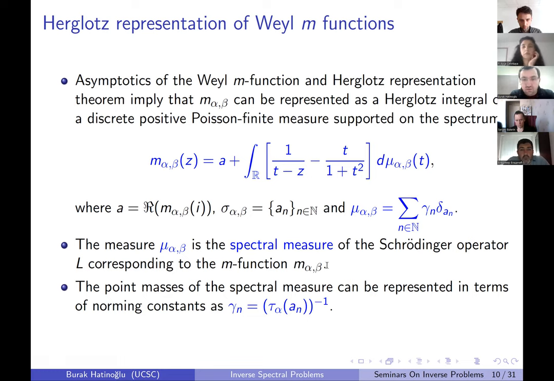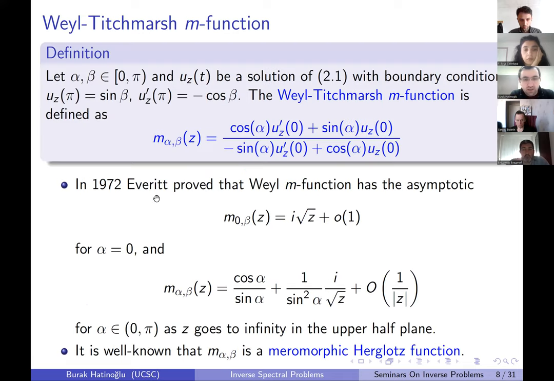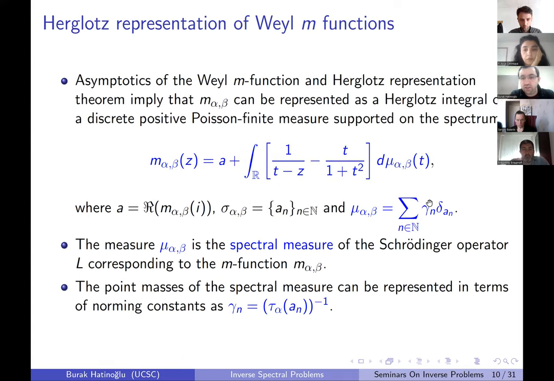And if you remember, we have introduced the norming constants. Let me recall that. We have introduced some function S, and we have introduced norming constants. And they explicitly give us these point masses. Actually, the point masses of the spectral measure are nothing but the reciprocal of the norming constants at the given eigenvalue. So what does that mean? The spectral measure actually carries the information of the spectrum and the corresponding norming constants. And therefore, by this representation, the M function carries the same information.